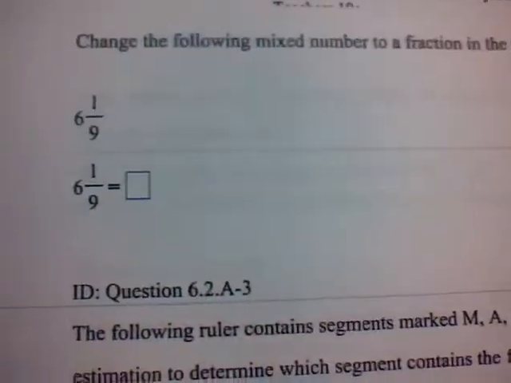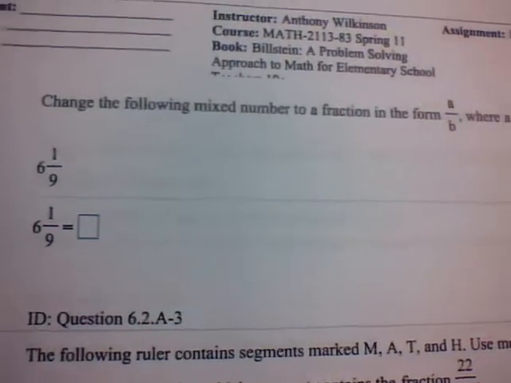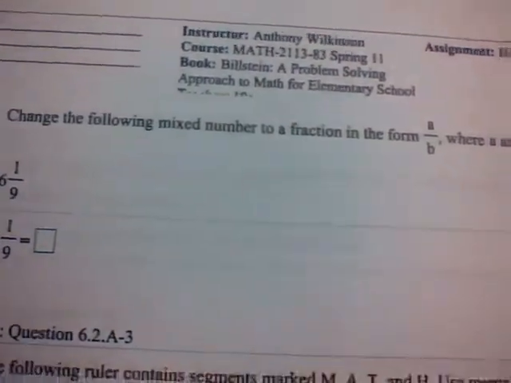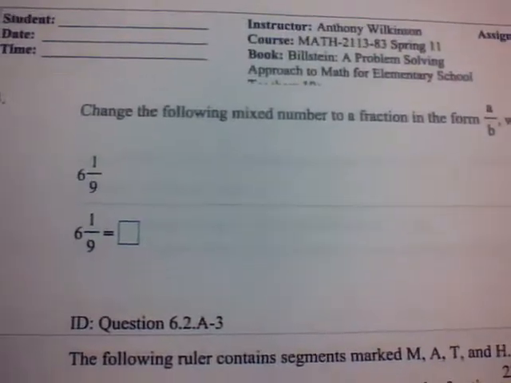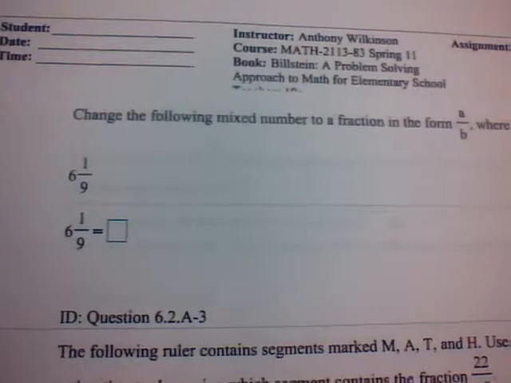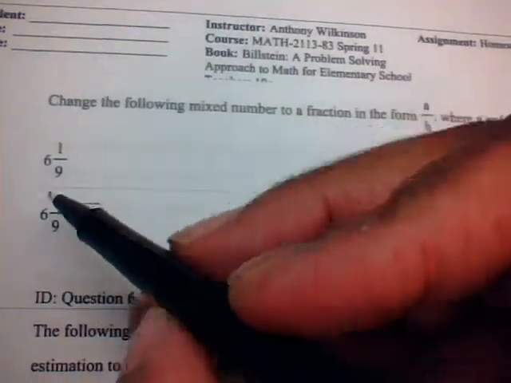Okay, problem number 3. Change the following mixed number to a fraction in the form a/b, where a and b are integers. So now we've got 6 and 1/9. We're going to change that to an improper fraction. That's basically what that problem is saying.